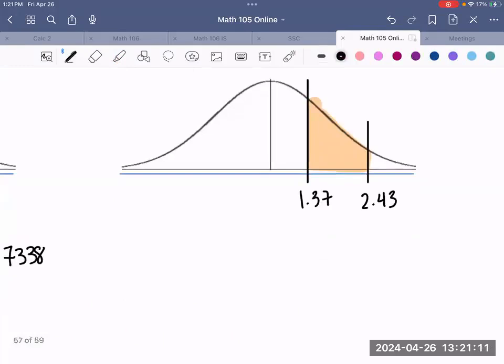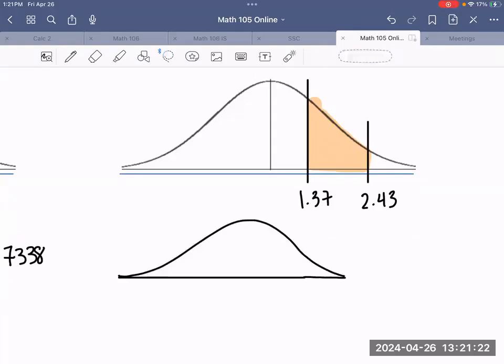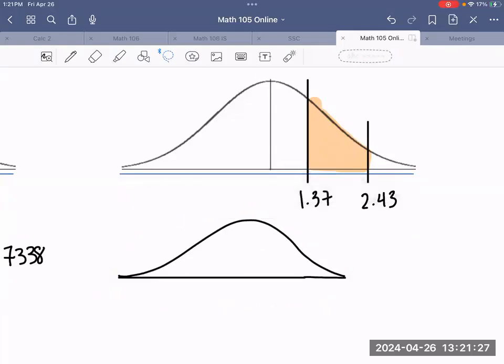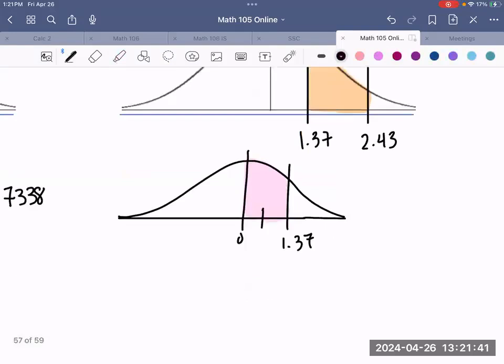So 1.37, if I were to make this graph over again, we'll just save that graph, copy. 1.37. This pink part, we have already calculated now to be 0.4147. And one more time.